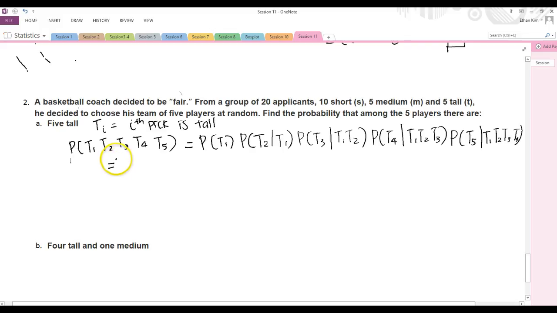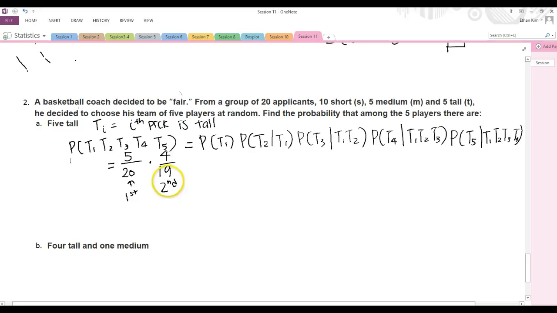So what is the probability of choosing a tall player? We have 20 applicants and 5 of them are tall. So this is the first pick, tall, times, now that we've chosen the first pick as a tall, now we have 19 candidates. And how many tall people do we have? Well, we chose 1 already, so we only have 4 left.